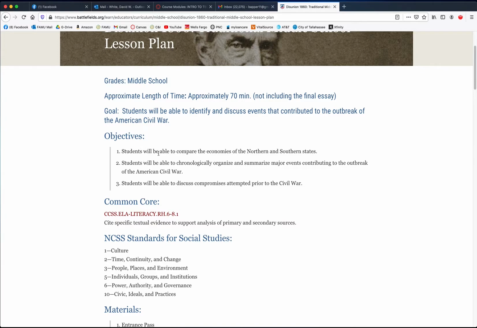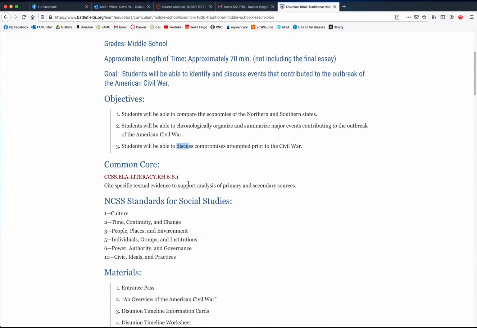The objectives that they have stated are good: able to compare, able to chronologically organize and summarize, and be able to discuss. So those are good objectives. But let's look and see what else they've got. You want to find something with good, clear objectives. That's one thing you want to look at.